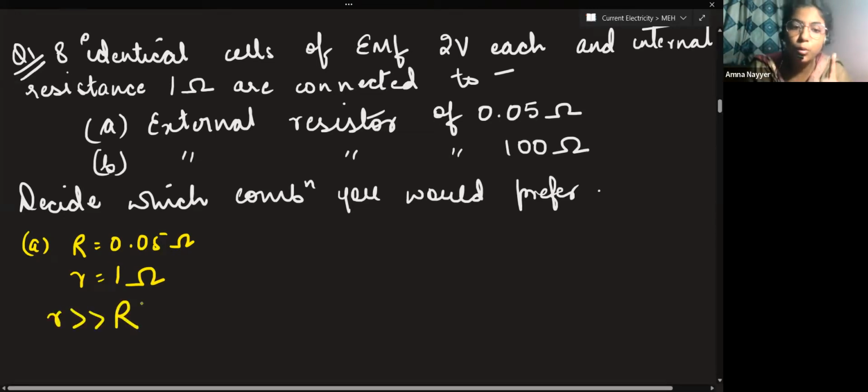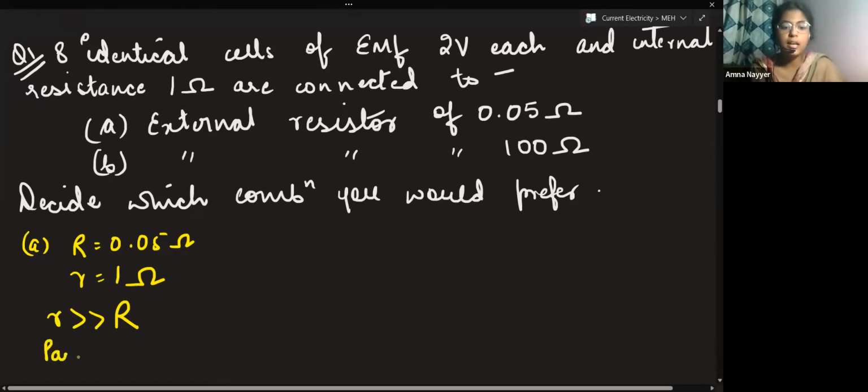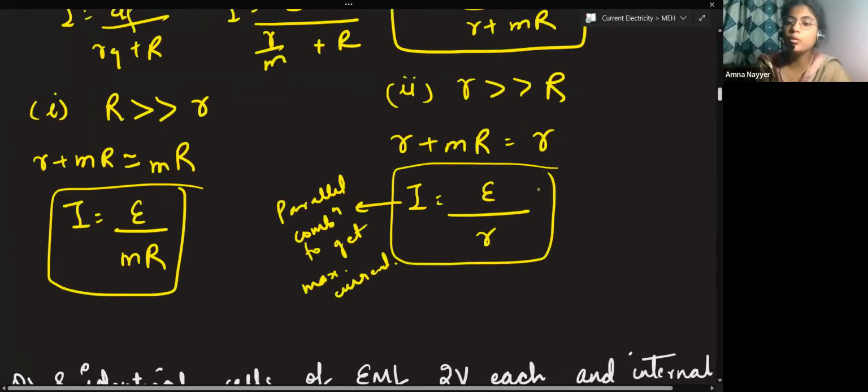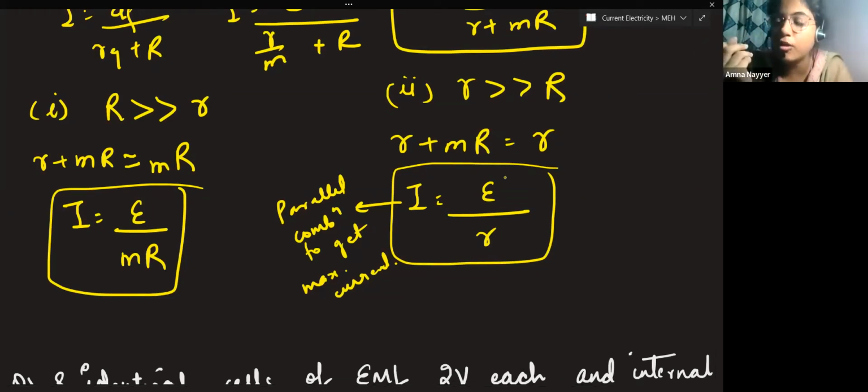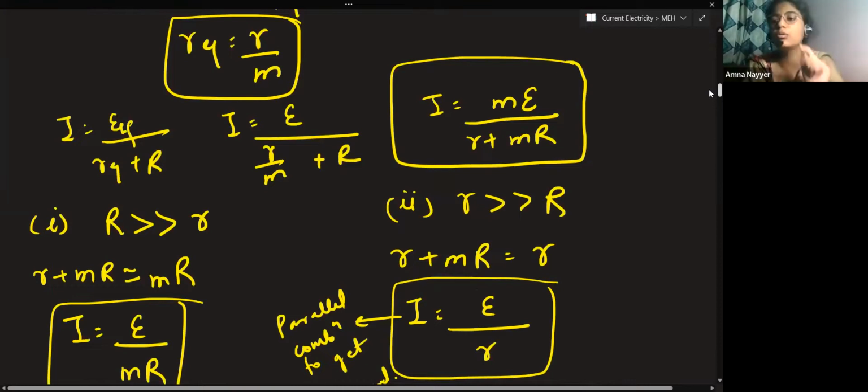Remember, I have told you just now, when internal resistor is greater, we prefer the parallel combination. So with the help of this data, we can conclude that the combination chosen is parallel. Now, we won't use this formula because we are not finding the maximum current. If the question specifically asks for the value of maximum current, then you use this. Right now we have to find the general current, which can be found through this formula.